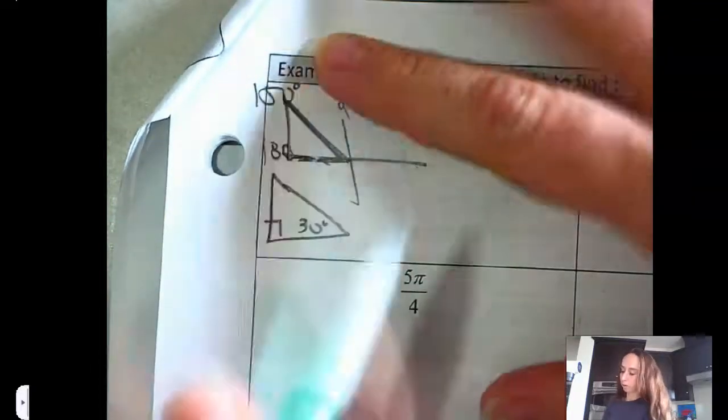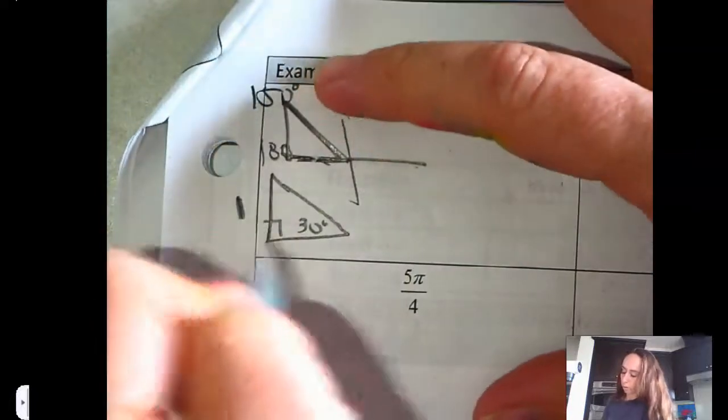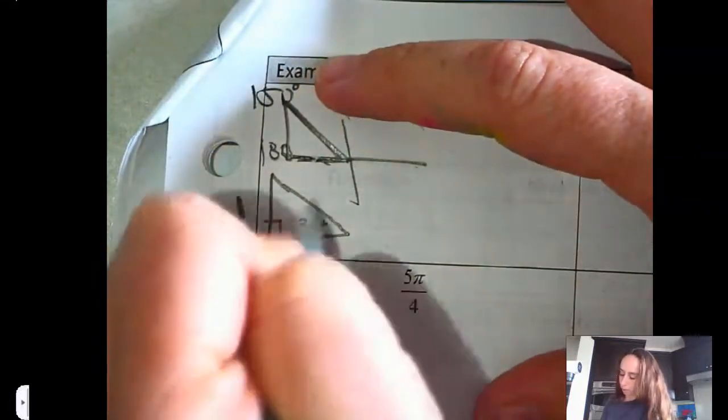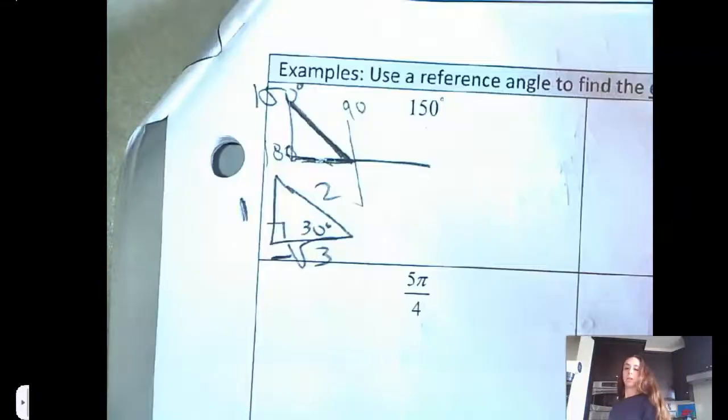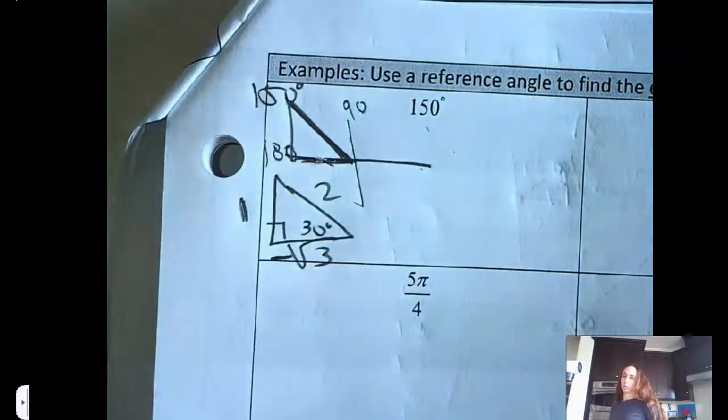What's across from the 30? 1. What's across from the 60? Rad 3, 2. If you're lost right now, you need to go back to the previous lesson or start to text me. Because this is just all building on itself.